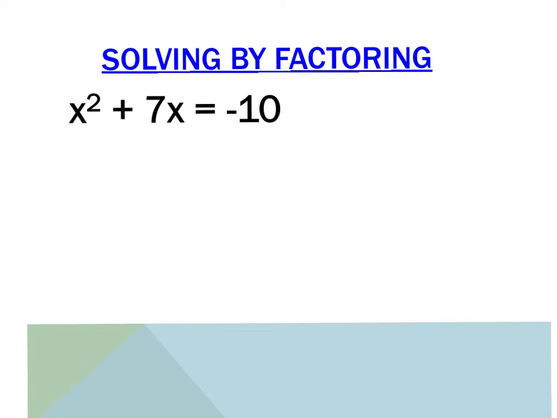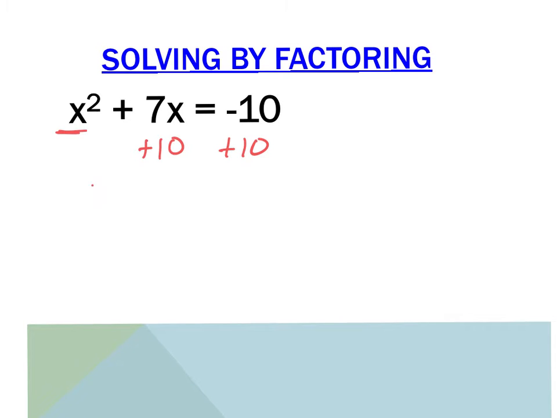So let's take a look at this example together here. It says solve by factoring. And so notice the first step, we always need to set this equal to 0 first. And so notice we have this -10 on the outside that I need to move to the left side. And we always encourage you to have positive x squared.